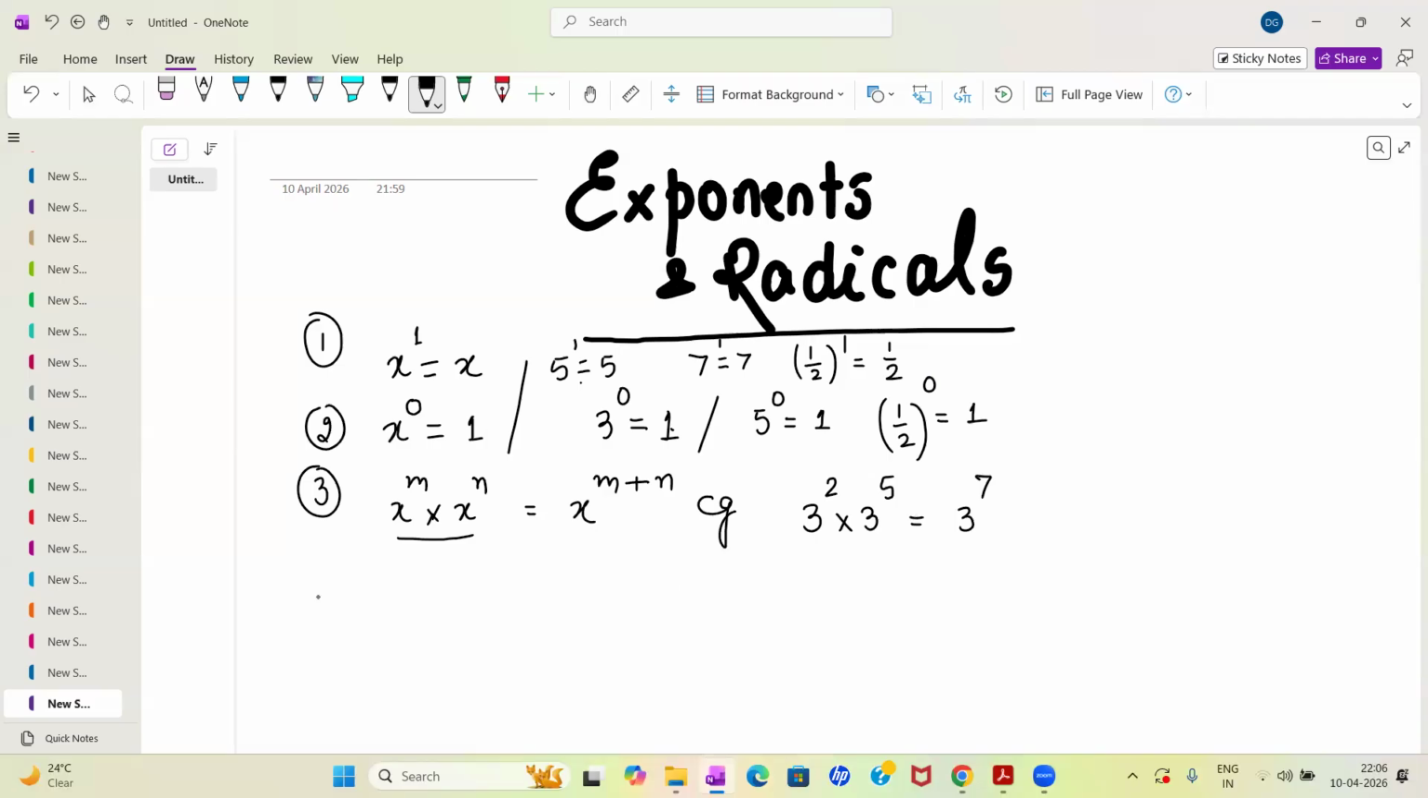Next is divide: x to the power m over x to the power n. In divide, if the base is the same, the powers will be subtracted. So it will be x to the power m minus n. For example, 3 to the power 5 over 3 to the power 2. So the answer is 3 to the power 5 minus 2, and that is 3 to the power 3.